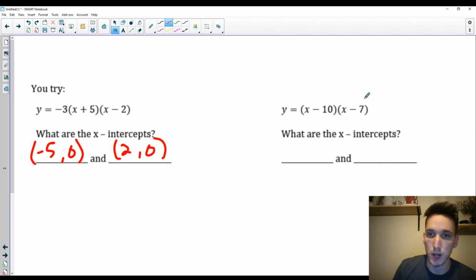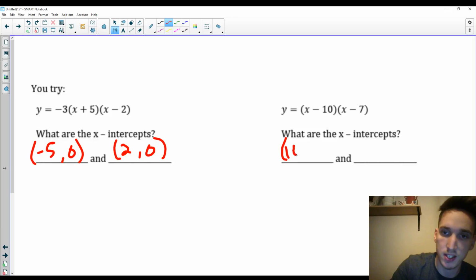So let's try this next one out. Hopefully you got that right. If not, that's okay. Keep trying. So this minus 10 right here means an x-intercept of positive 10, 0. My zeros look like sixes, y'all. Positive 10, 0.